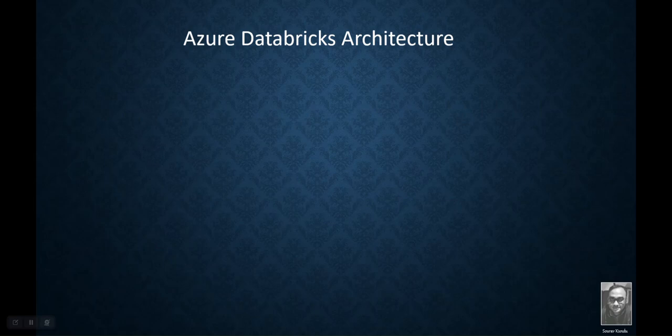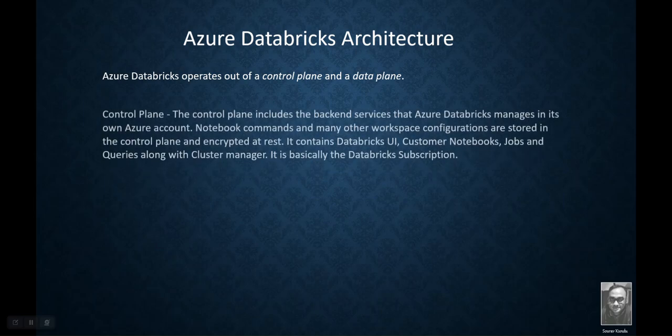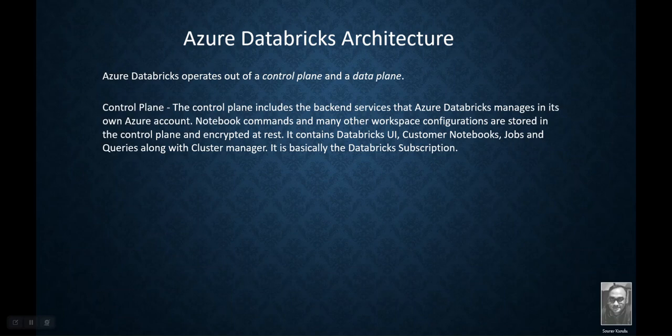So in Azure Databricks architecture, it basically operates out of a control plane and a data plane. So there are two things. One is control plane and another is data plane. So what actually is the control plane?